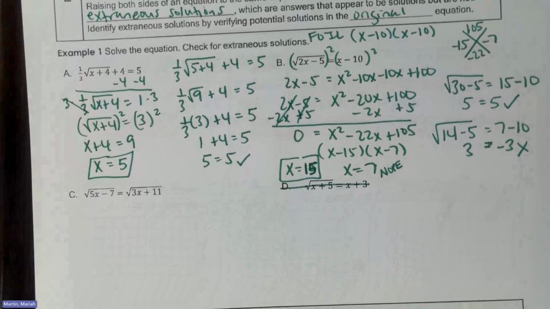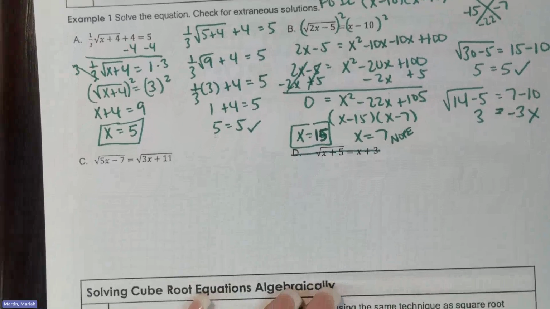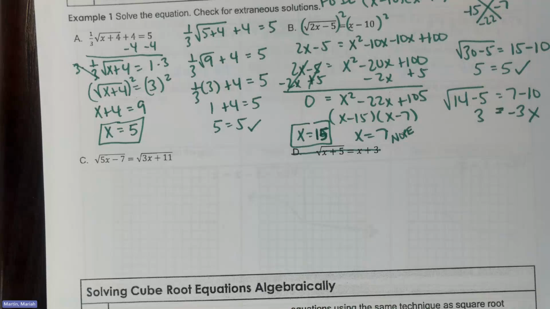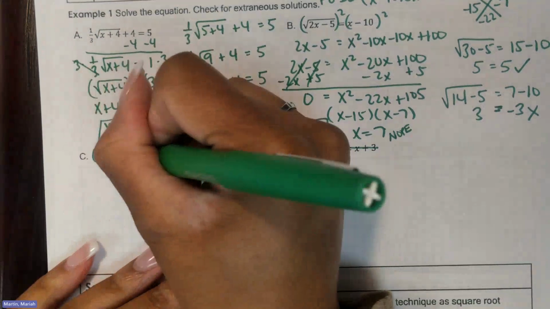Okay, now we're just going to go on to example C. So C doesn't have any use for step 1, which is to isolate the radical. There's nothing to isolate there. Then it says to square both sides. Well, as you can see, both sides have a square root. So when I square both sides, they actually cancel out.